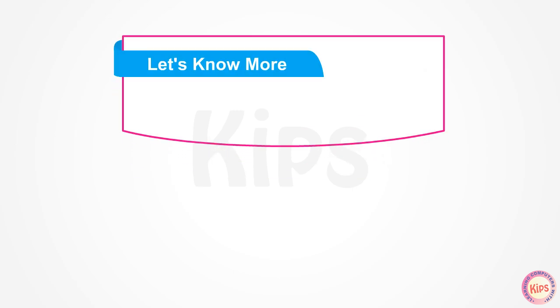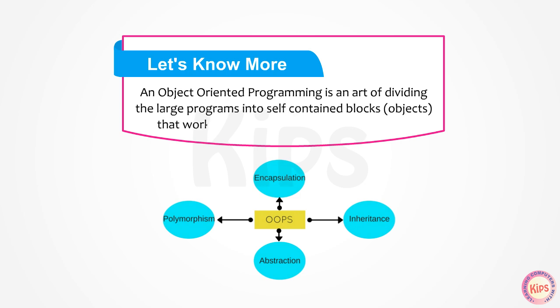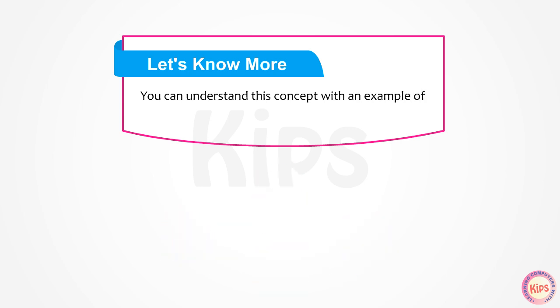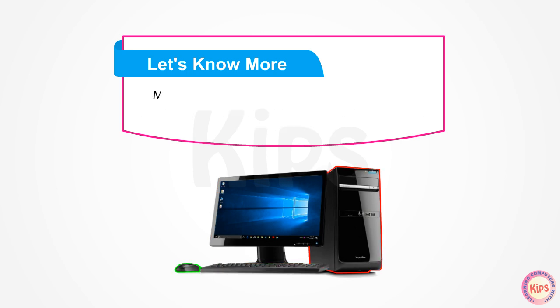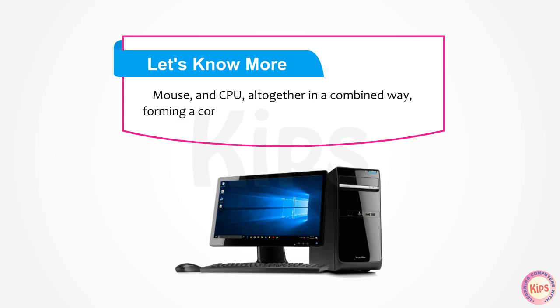Okay, let's know more. Object-oriented programming is an art of dividing large programs into self-contained blocks, objects, that work independently to complete the task. You can understand this concept with an example of a computer. A computer consists of various objects like monitor, keyboard, mouse and CPU, all together in a combined way forming a computer system, but each of them works independently.